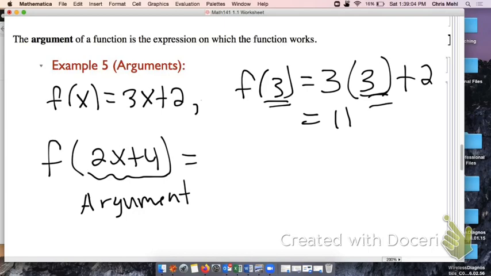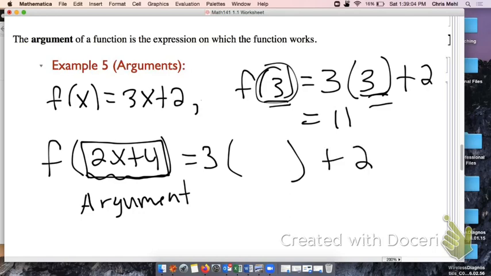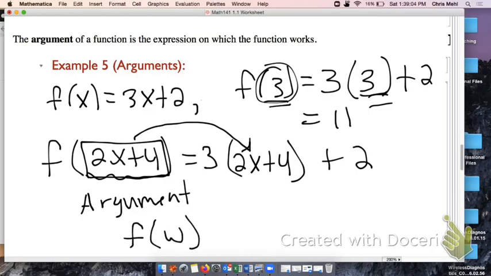Now this is a little bit different this time. Now my input, or my argument, is 2x plus 4. It's not 3 anymore like it was in the previous example, but the same rule would apply. This function is always 3 times whatever the input is plus 2, and this always goes in for the x over here. So this would also be 2x plus 4. Again, even if I want to change variables, I can do f of w, which would be 3 times the input of w plus 2.